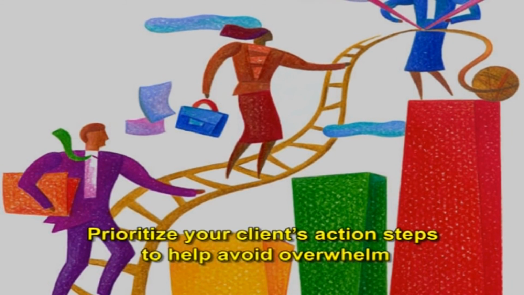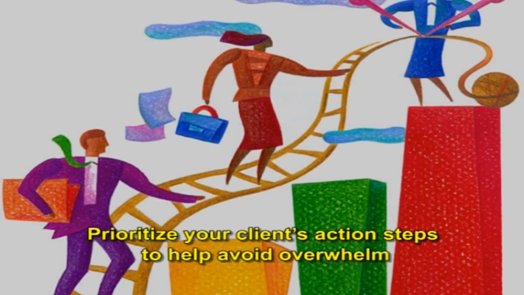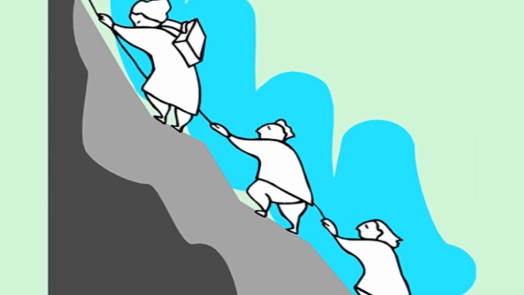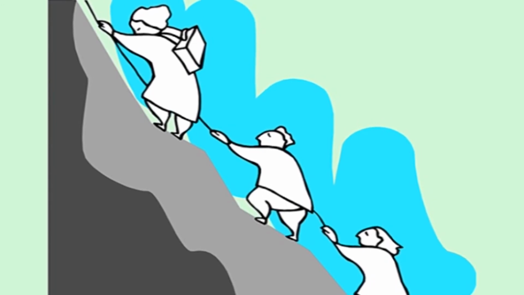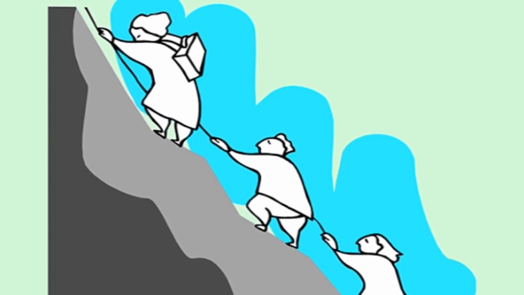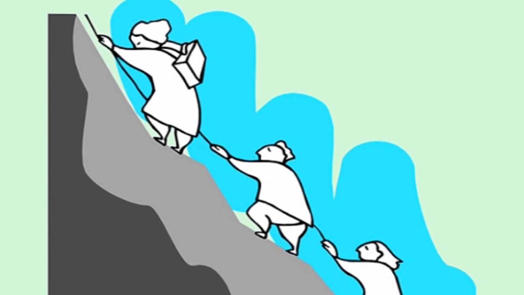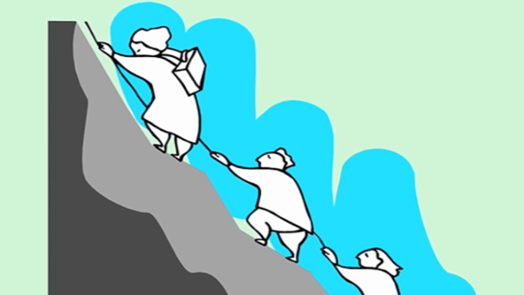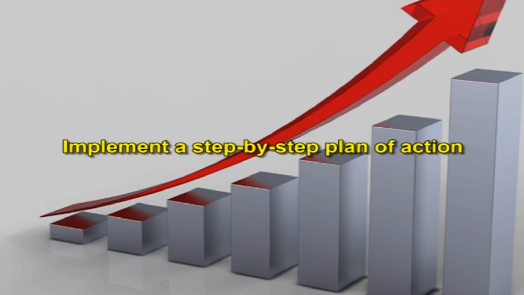Next is prioritize your client's action steps to help avoid overwhelm. If your client agrees to take action, ask him to relax and focus on moving forward. Be sure that the action steps required are doable and achievable in a timely manner. The next step is implement a step by step plan of action.